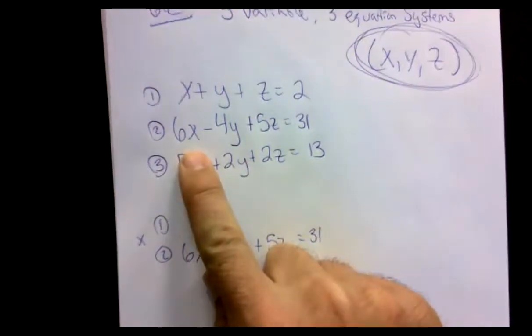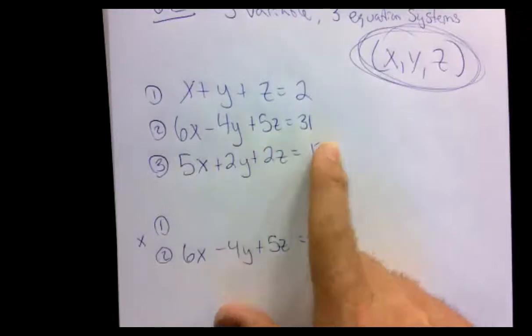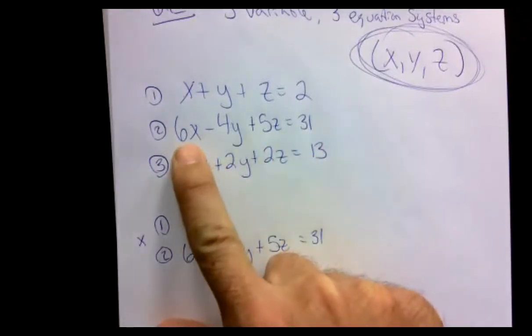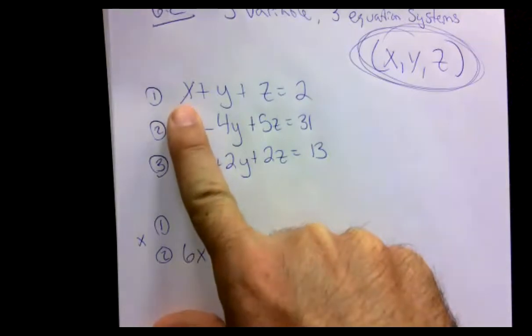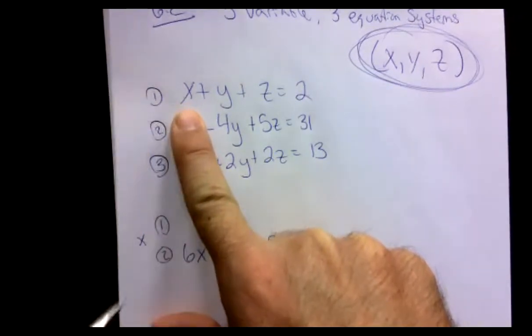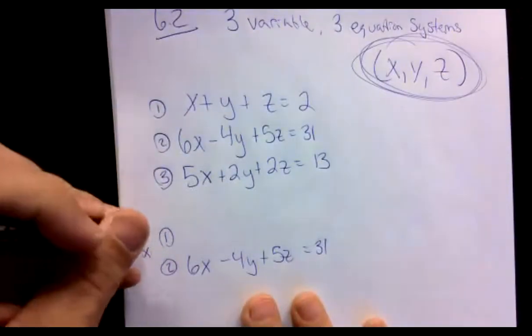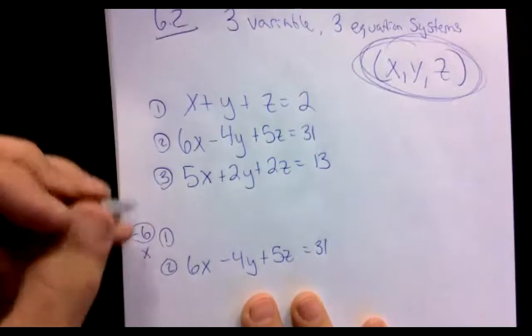So again, equation 2, 6x minus 4y plus 5z is 31. To get rid of my x, I need the opposite. The opposite of 6x is a negative 6x. So to make my 6 a negative 6, I need to multiply equation 1 by negative 6.